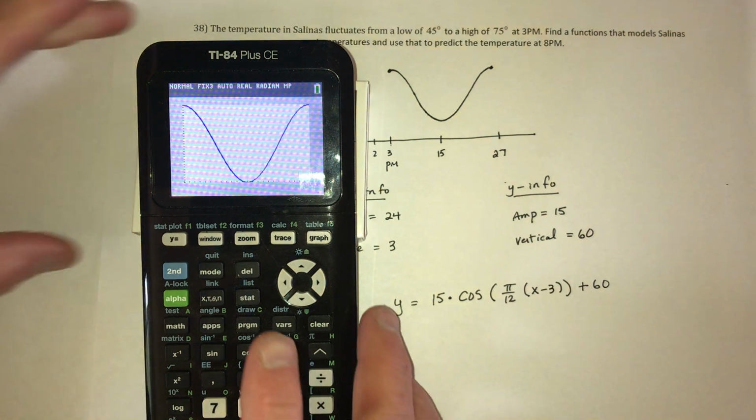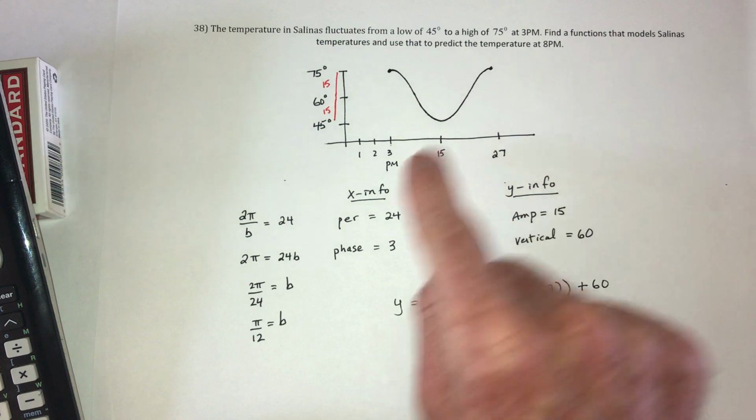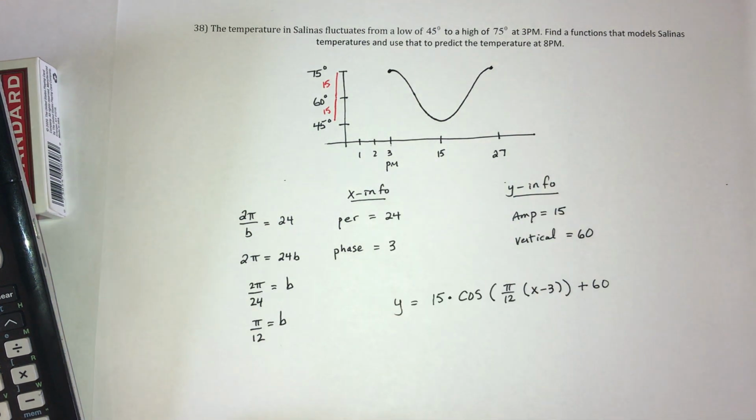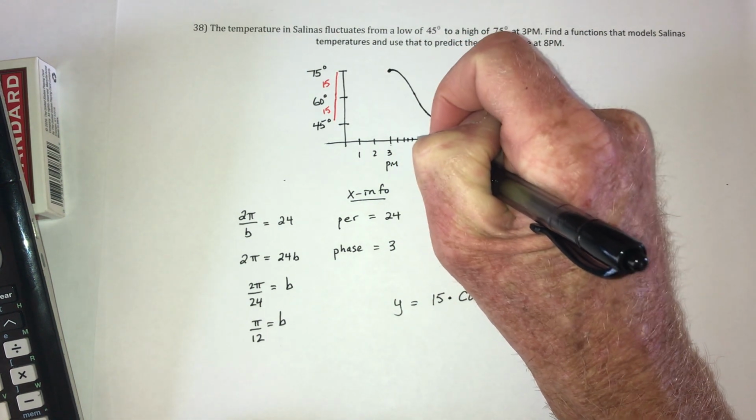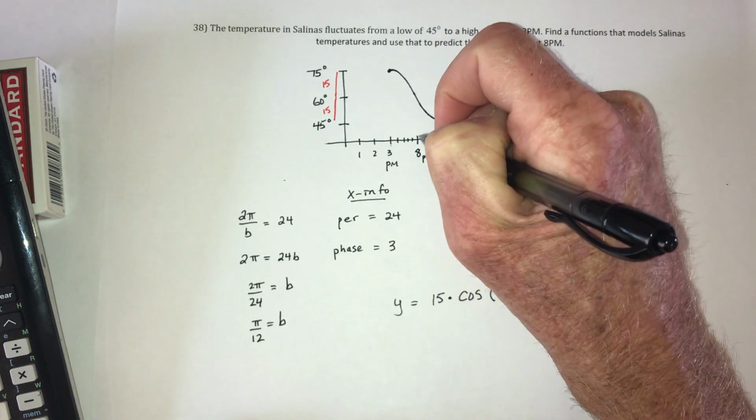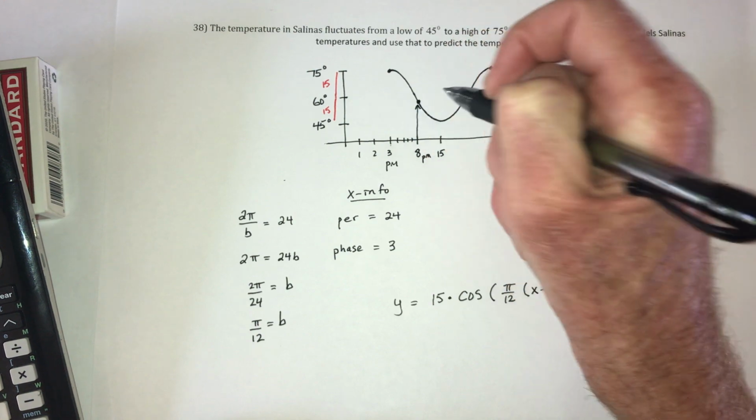Now what? What's the temperature at 8 p.m.? So that's why this was important that I wrote down this is p.m. So 8 p.m., so this would be 4 p.m., 5, 6, 7, 8 p.m. would be right here. So that means all we need to do is plug in an 8, and then that will tell us the temperature.